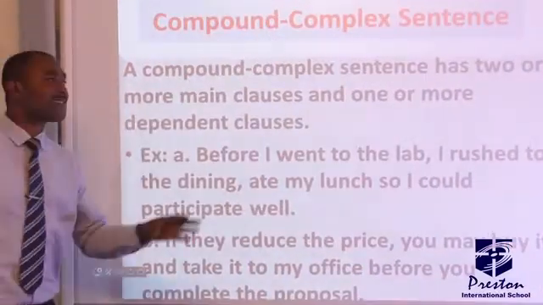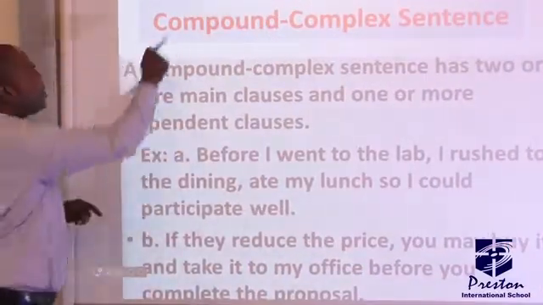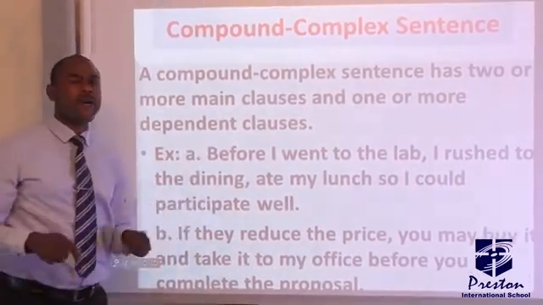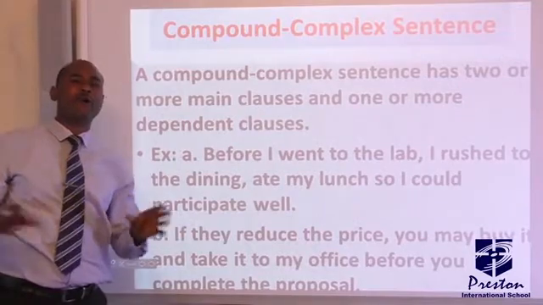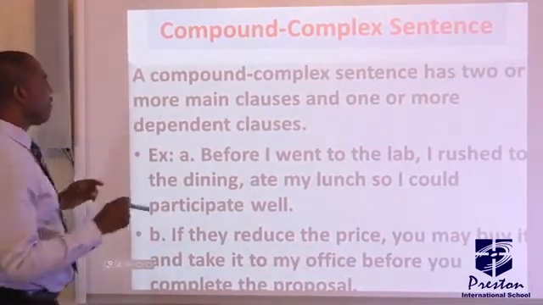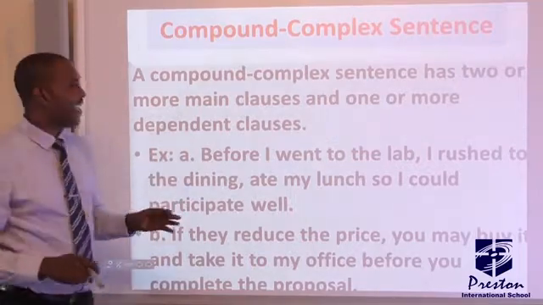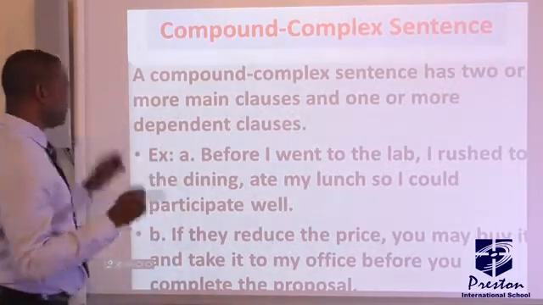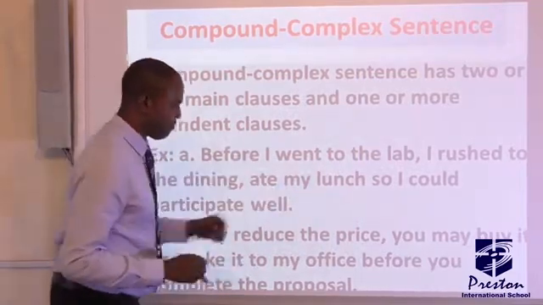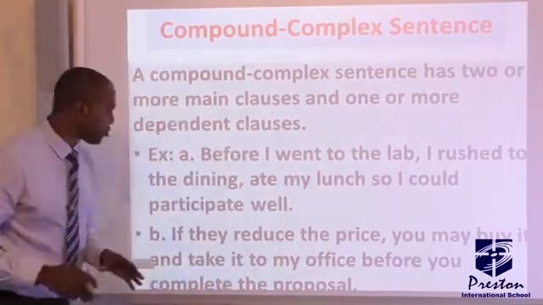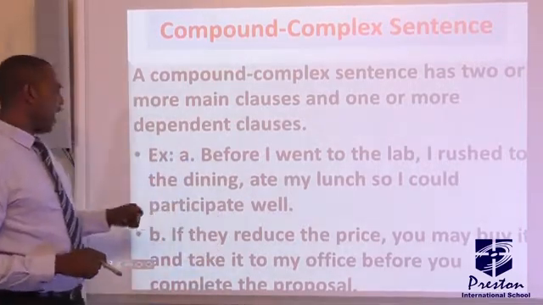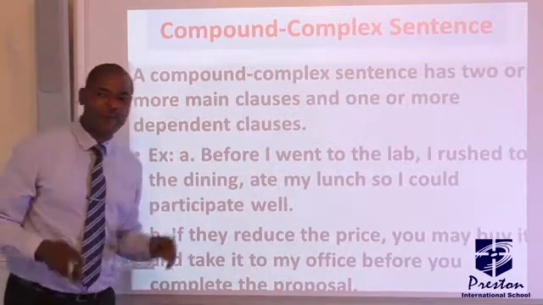Compound complex. As the name implies, compound means two main clauses. Complex means one main and at least one or more subordinate. So a compound complex sentence has two main clauses and one or more dependent clauses. For example, before I went to the lab, I rushed to the dining, had my lunch, so I could participate well.